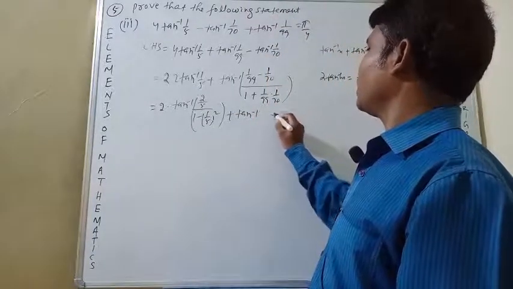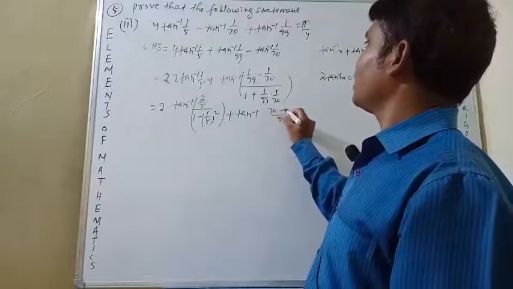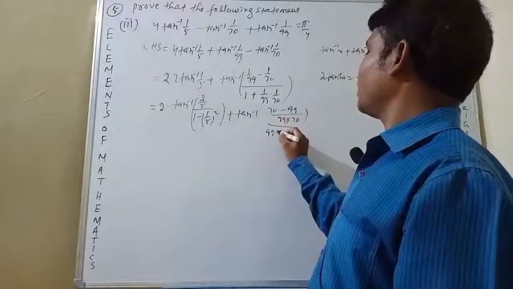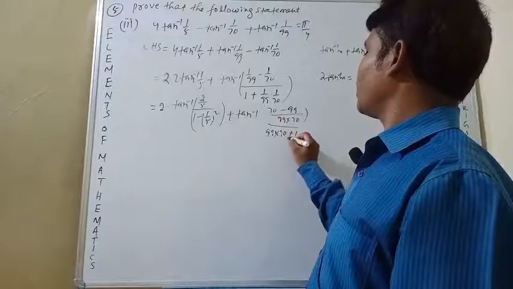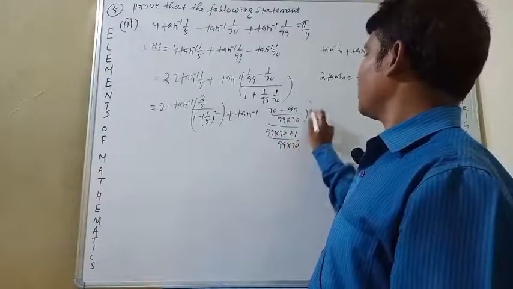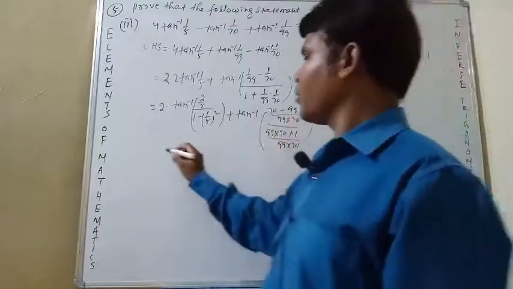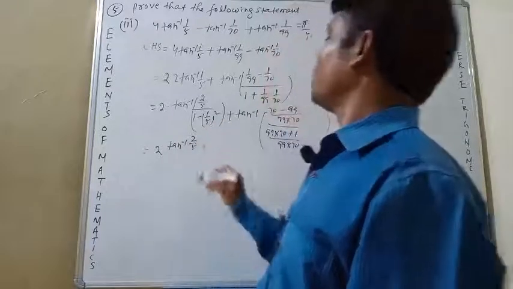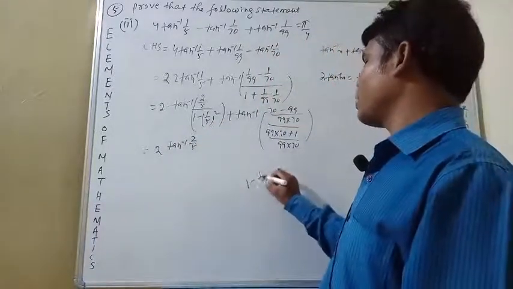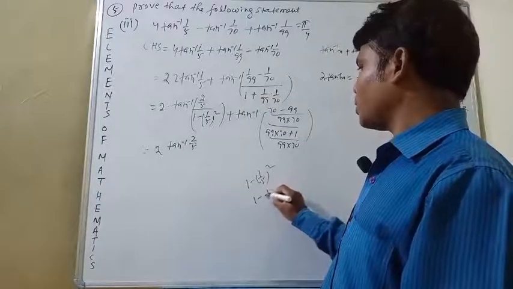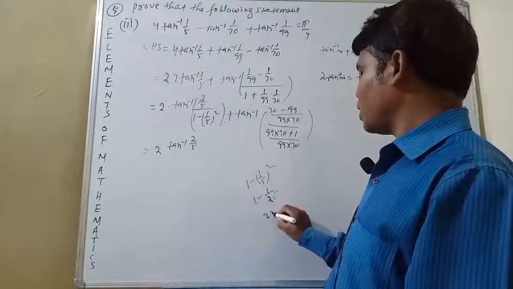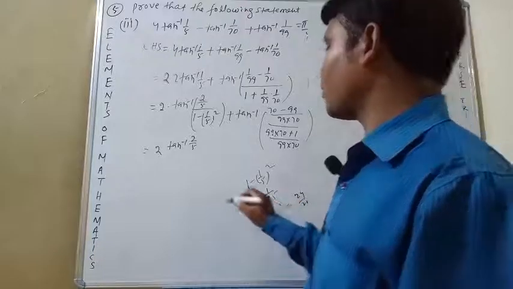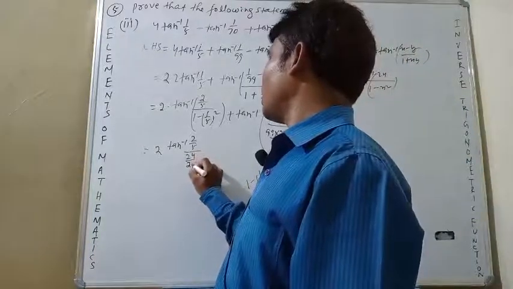99 into 70. This is 70 minus 99 by 99 into 70 plus 1. Okay, is equal to 2 tan inverse of 2 by 5 by 1 minus 1 by 5 whole square, that is 1 minus 1 by 25, that is 25 minus 1 by 25, is equal to 24 by 25.